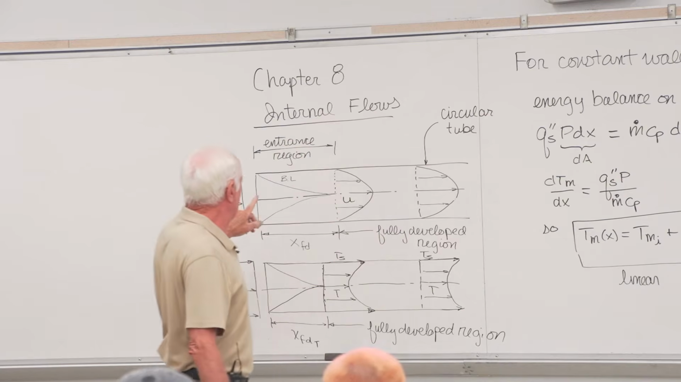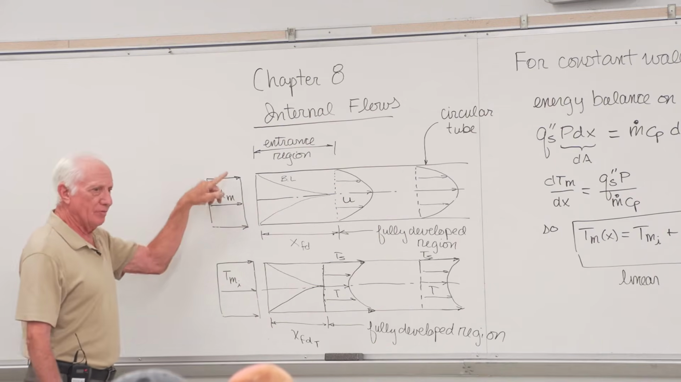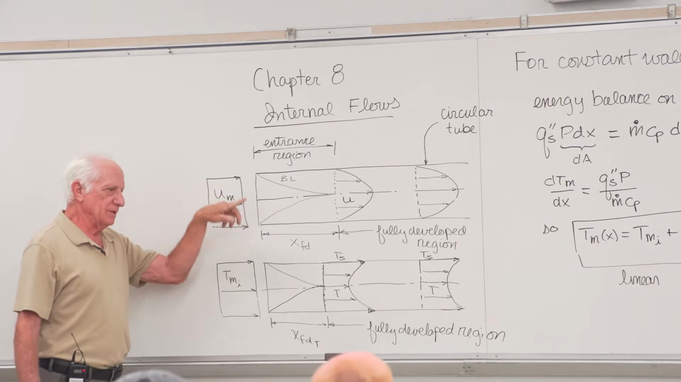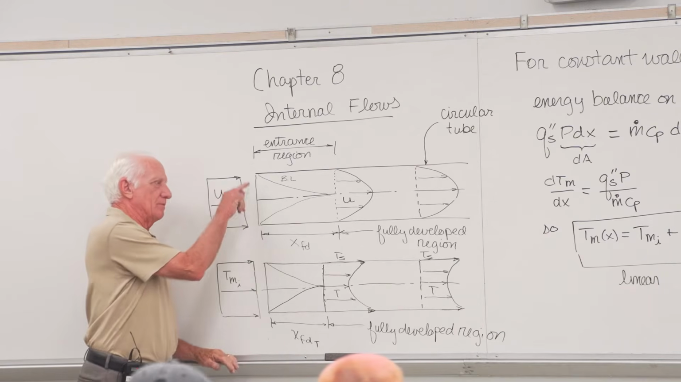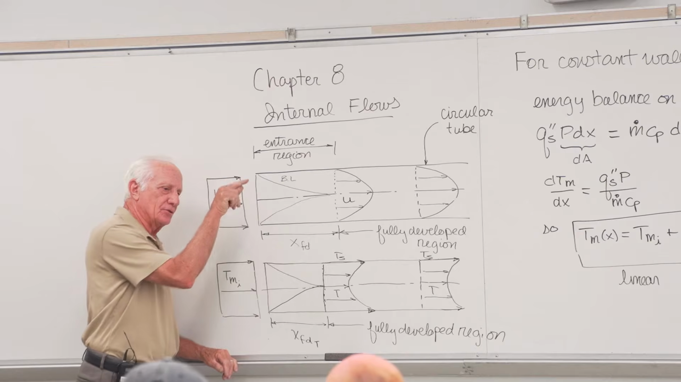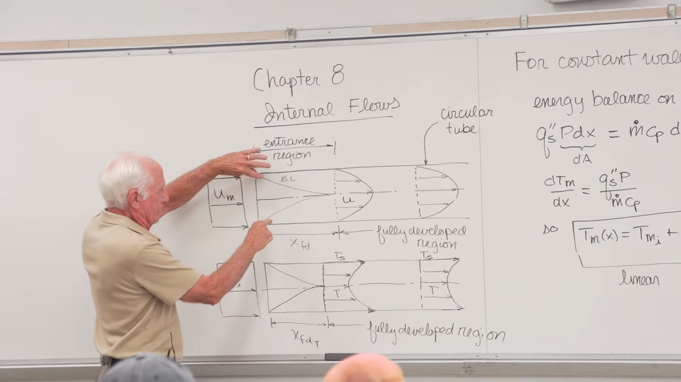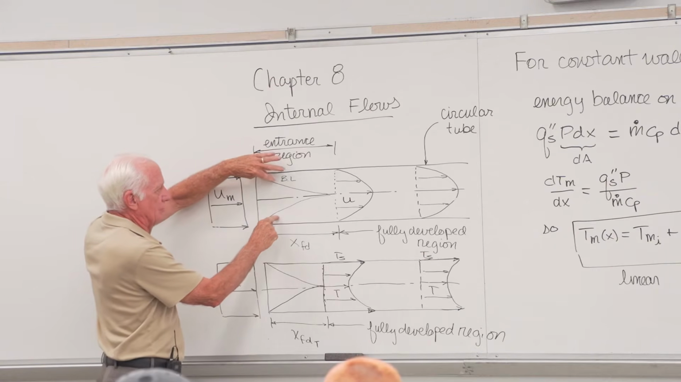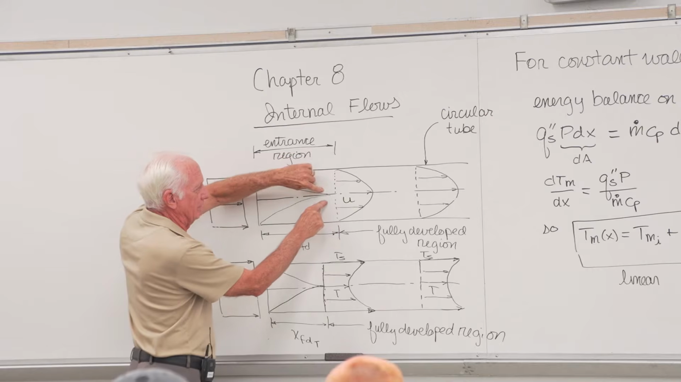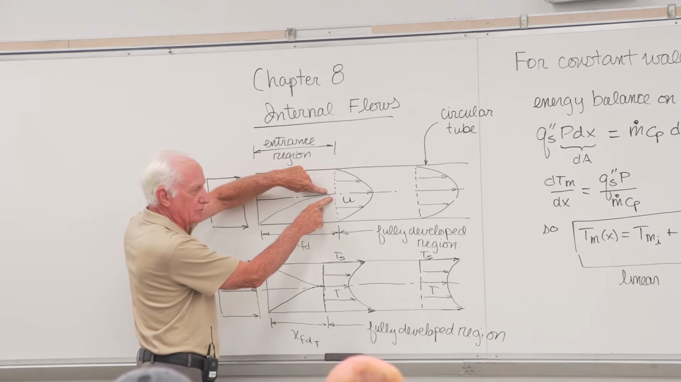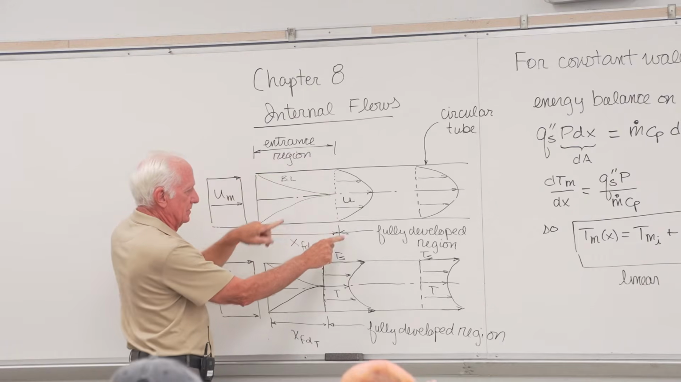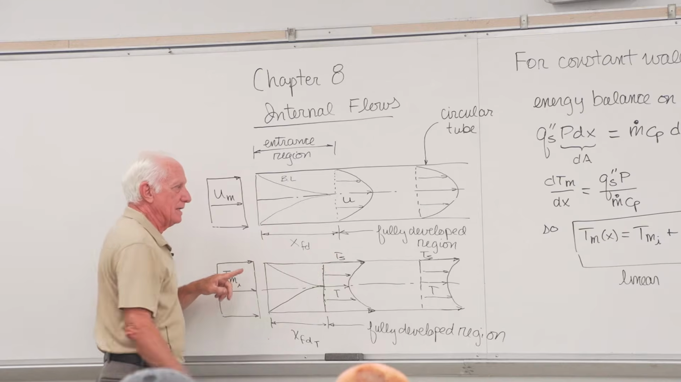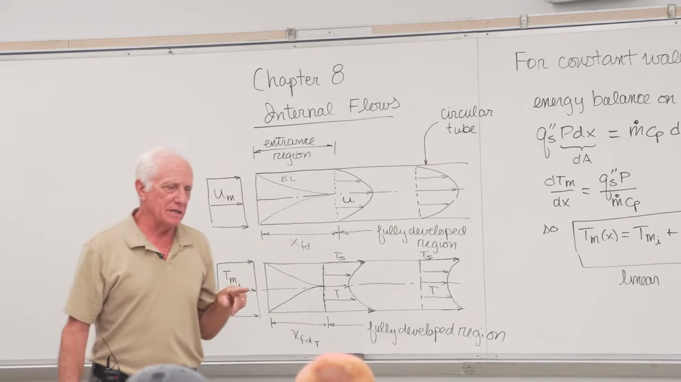So here's the velocity coming into the tube. It's uniform. It comes into the circular tube. A boundary layer builds up around the perimeter of the circular tube. This velocity boundary layer grows thicker and thicker until eventually it meets at the center line of the tube. Where it meets at the center line of the tube, the boundary layers meet. That distance is called X subscript FD. FD stands for fully developed.